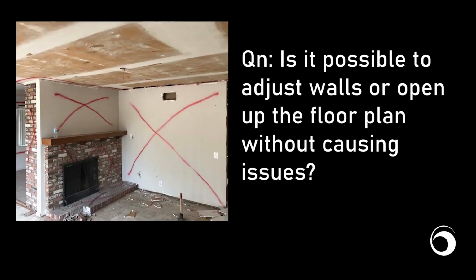The first question is this: is it possible to adjust walls or open up the floor plan of a house without causing issues? Let's say I have my house that I have built slowly over time, and initially I had my walls done a certain way, but eventually I want it a bit more open plan. I want to be in the kitchen when I can see what's in the living room, things like that. Well, it is possible. You can still do that.